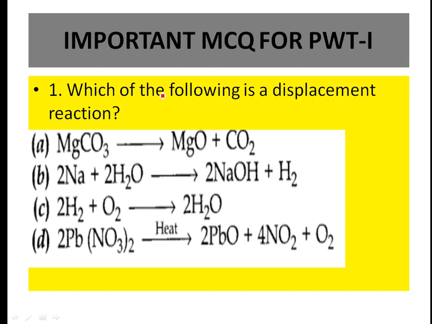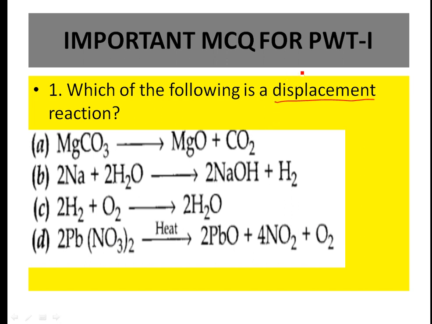Now the first question is: Which of the following is a displacement reaction? Displacement reaction क्या होती है? Displacement reactions are generally those reactions which are based on the reactivity of elements, means metal or non-metal. And in these displacement reactions, you know very well that a more reactive element displaces the less reactive element. So, if we discuss the first example, it is a clear-cut decomposition reaction. In the second case, Na plus H2O forms NaOH plus H2. The third is H2 plus O2, that is 2H2O, and the fourth is lead nitrate decomposes into lead oxide plus NO2 plus O2.